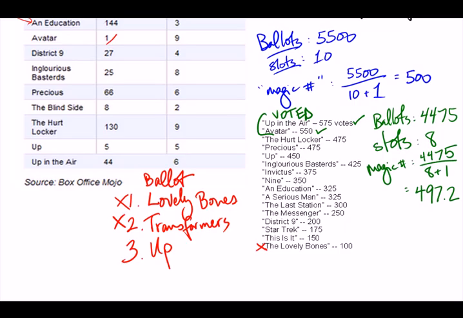And we're going to keep going up from the bottom. If no one's above that magic number 497.2, not 498 or larger, then the next off would be This Is It, and that would be added. And wait a second, Star Trek didn't make the nominees? This is an outrage.